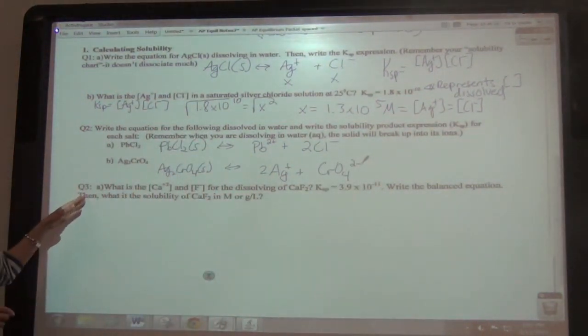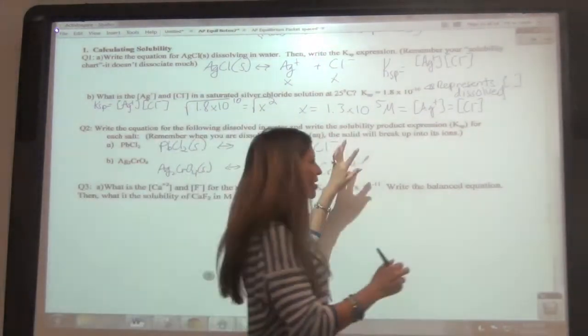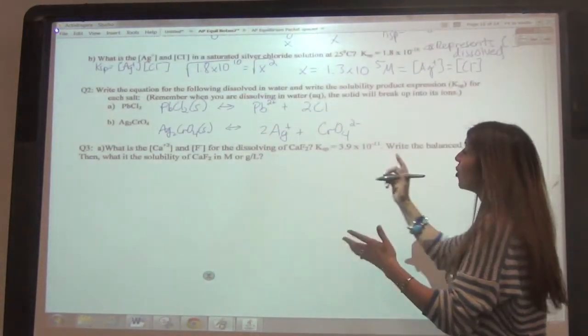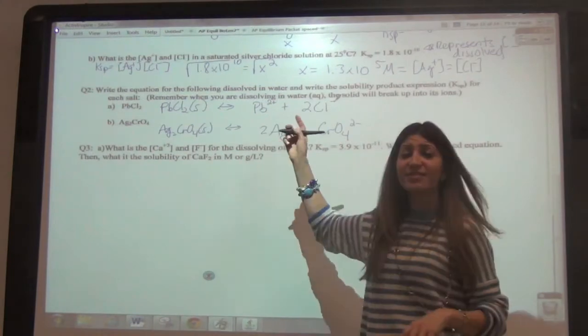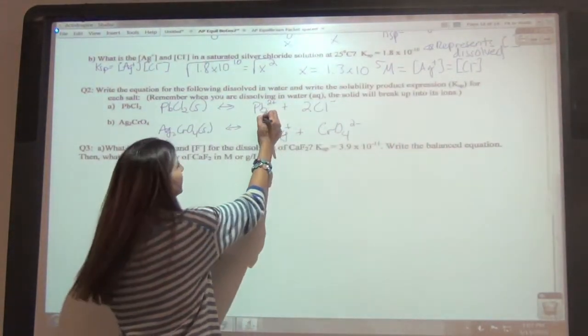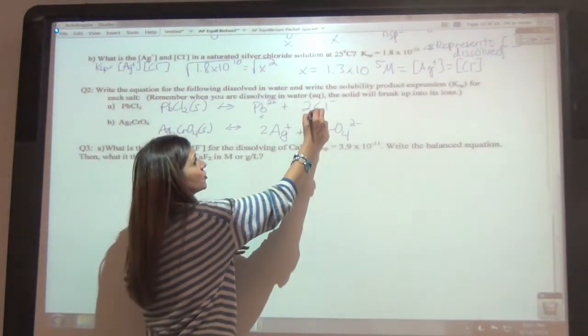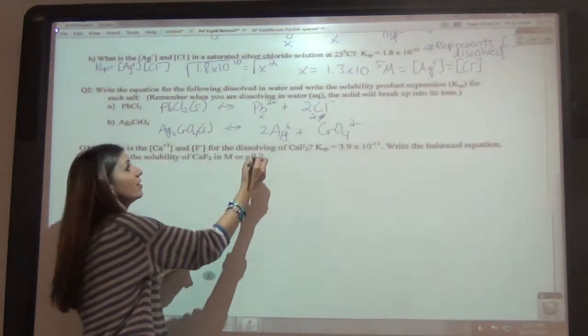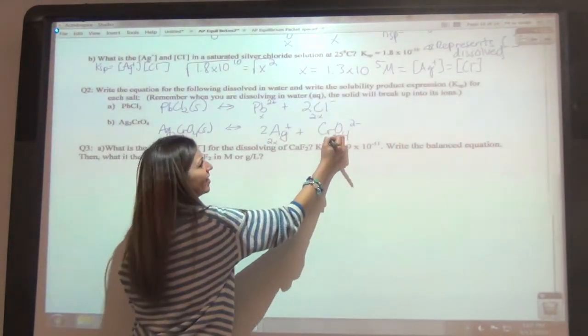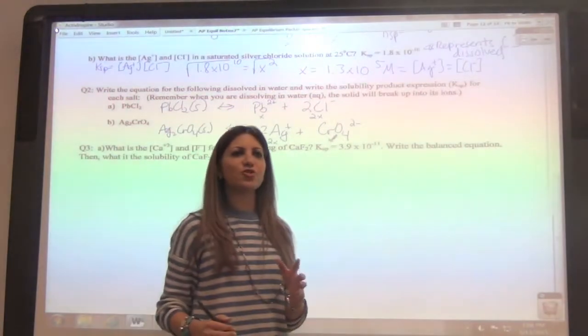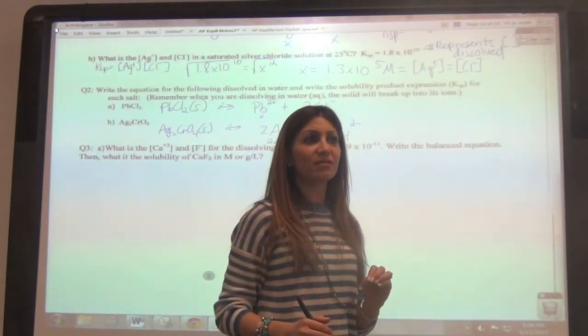Question 3. I just wanted to make sure that we did a little bit of practice with that too. So let's say that you were using x's on this. If I called this x, what would you call this? 2x. But what would you do on this one? 2x and x. Now, if they give you the concentration, don't use x.